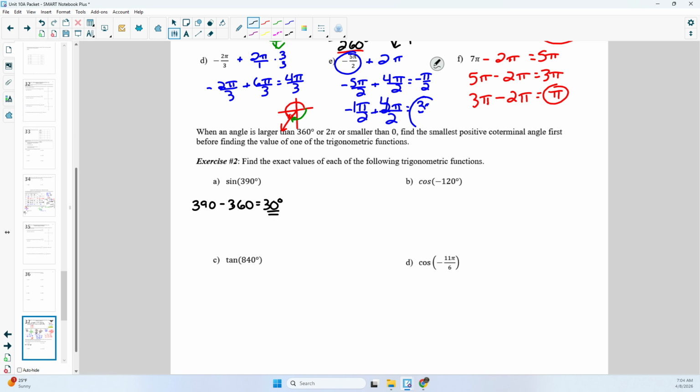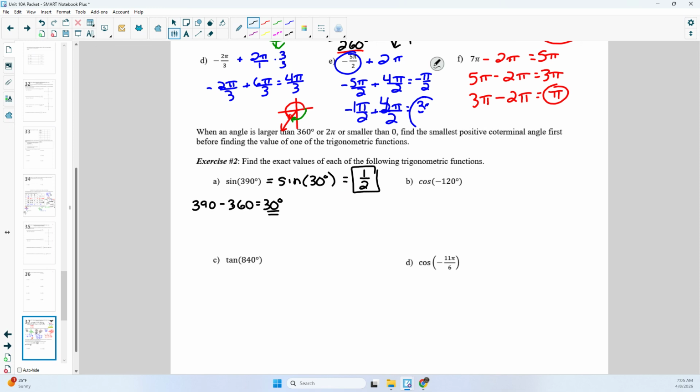So this is 30 degrees. That means, because the angles are basically the same, I'm in the same spot. If I drew a triangle, the triangle would be the same triangle for 390 and 30, so the sine value is going to be the same. So sine 390 is exactly equal to sine of 30. They're in the same quadrant. And we know from our chart that the sine of 30 is 1/2. I am in quadrant 1 with 30, so that makes sense.